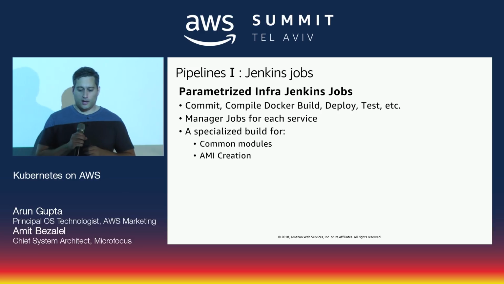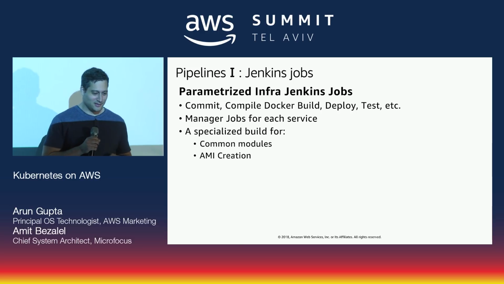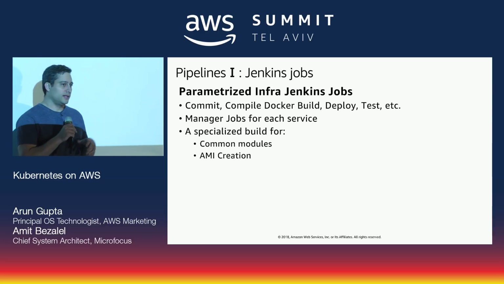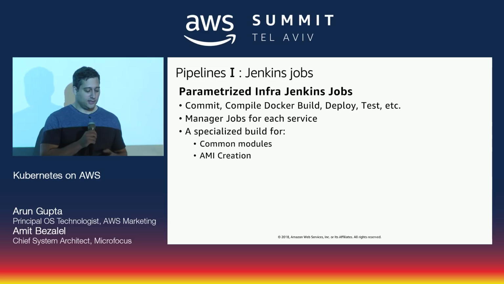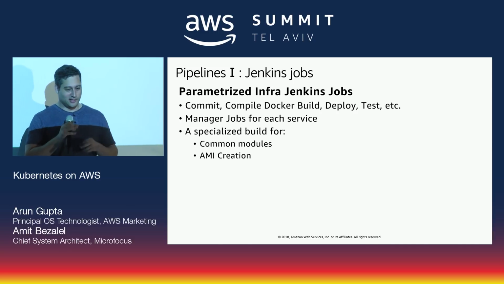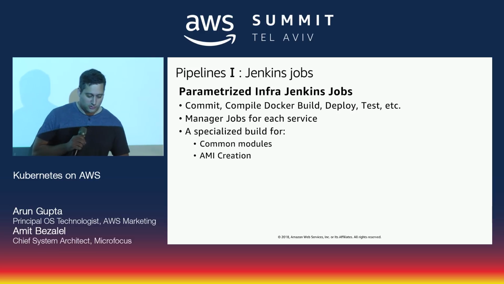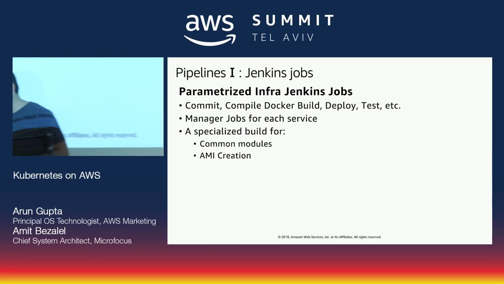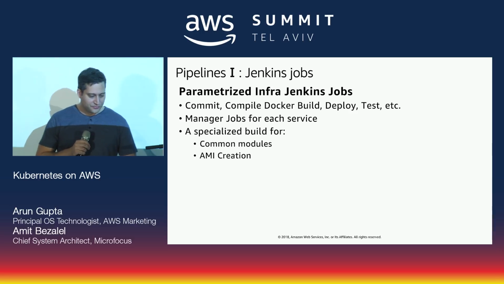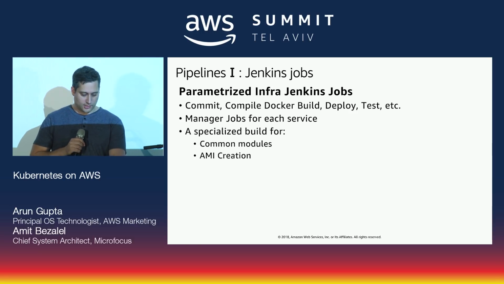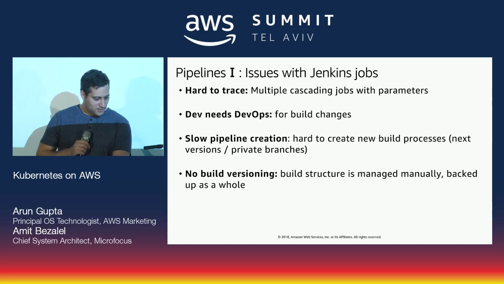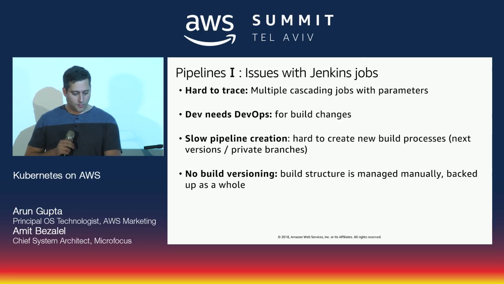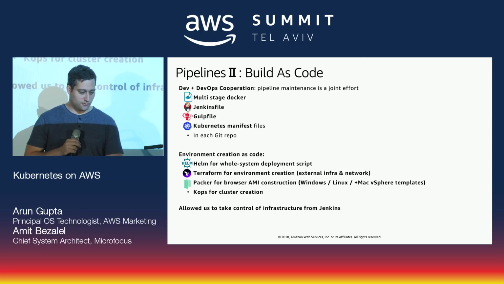And when a developer got a mail that his commit, or maybe someone else's commit but he's in the list, broke the pipeline, he'd need to deal with all this mess of logs and click on all of these links until he found whatever was happening there. And he usually got lost along the way, so we really needed to change that. So, yeah: hard to trace, a tie between dev and DevOps, slow pipelines, and no versioning for the build system.